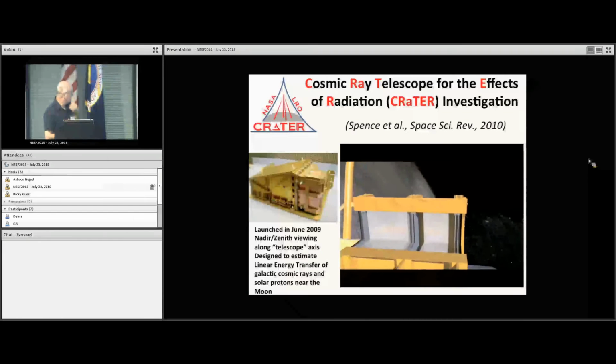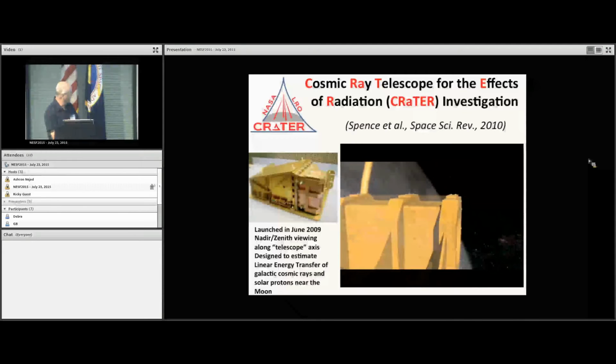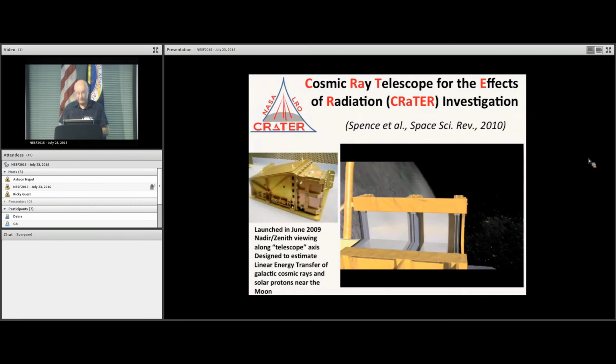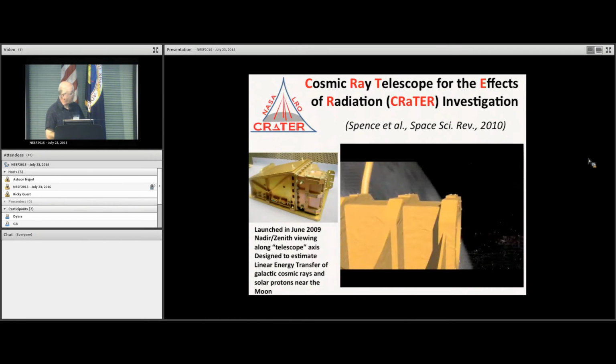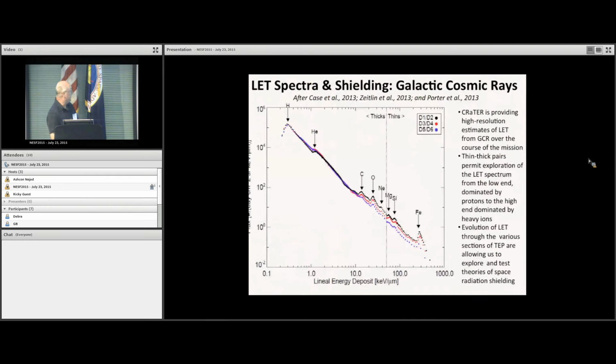So this is a picture of the CRaTER instrument on the left there. It was launched in June 2009. It's mounted on LRO, it has the hood ornament position there, and is measuring the passage of energetic charged particles through it. Its primary exploration goal was to measure what's called the linear energy transfer. And this is sort of the baby picture that only a parent could love.